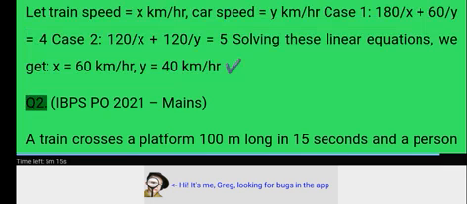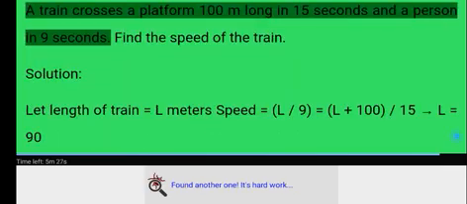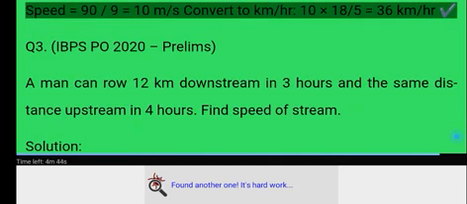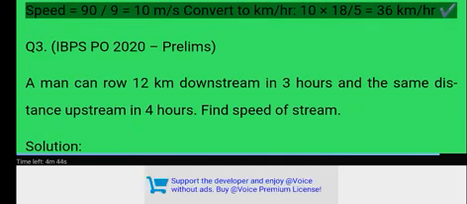Q2, IBPS PO 2021 mains. A train crosses a platform 100 meters long in 15 seconds and a person in 9 seconds. Find the speed of the train. Solution. Let the length of the train equal L meters. Speed equals L/9 equals (L plus 100)/15, so L equals 90. Speed equals 90/9 equals 10 meters per second. Convert to kilometers per hour: 10 times 18/5 equals 36 kilometers per hour.